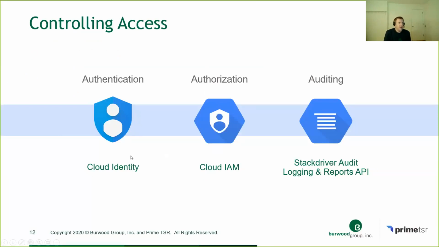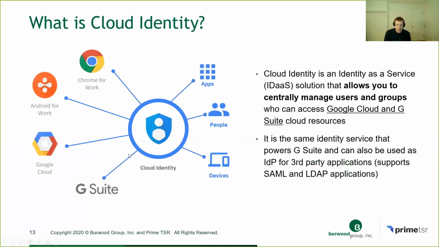Google Cloud Identity is Google's identity as a service solution. This is what Google uses to authenticate users to Google Cloud services and also into G Suite. So if you're already using G Suite, you're already using Cloud Identity. It can also be used for third-party applications, like SAML and LDAP-based third-party applications as well.